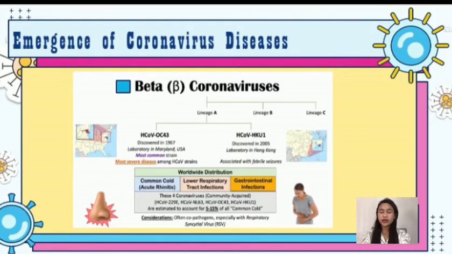Then the second coronavirus is the HCoV-HKU1, or the HKU1 coronavirus, which was discovered in 2005 in a laboratory in Hong Kong. That's where it's associated with febrile seizure, particularly in children. Both of these viruses also have a worldwide distribution, like those other two alpha coronaviruses that we talked about earlier. It also causes colds, lower respiratory, and gastrointestinal symptoms.